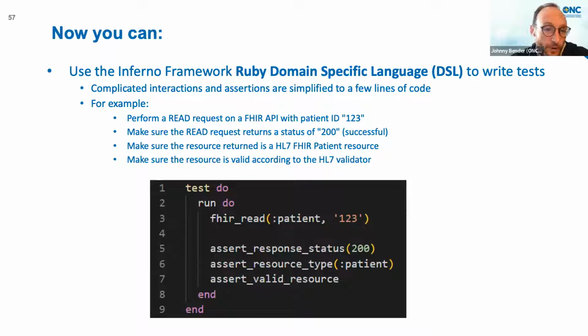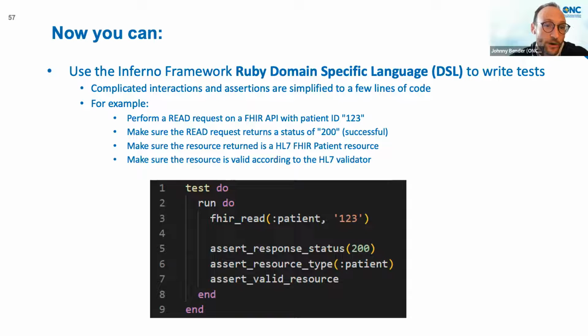And so with the Inferno framework, this new release, now you can use this domain-specific language that we've defined within the Inferno framework to write tests for FHIR and FHIR-related implementation guides. And so what would have been complicated interactions and assertions are simplified to a few lines of code. So we're trying to basically make it easier for folks to write and maintain tests in a flexible development environment that is Ruby native, so it can be extended as needed.